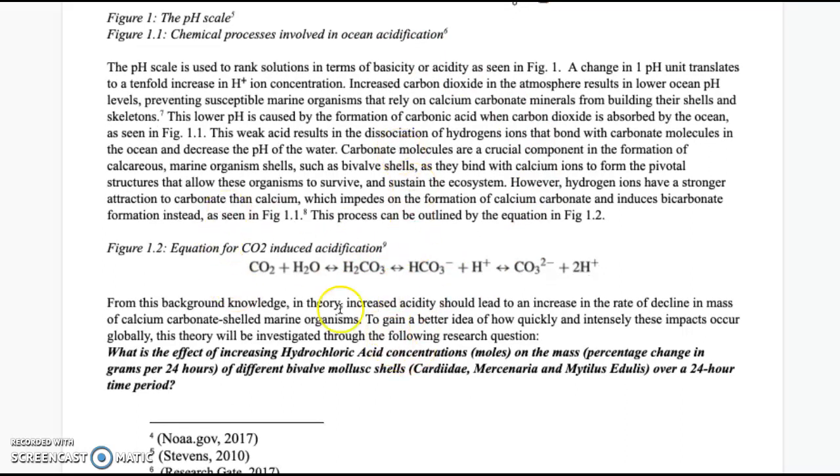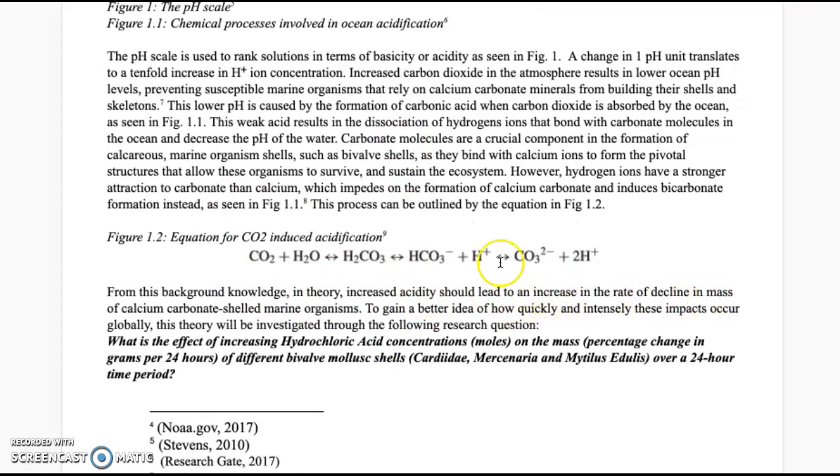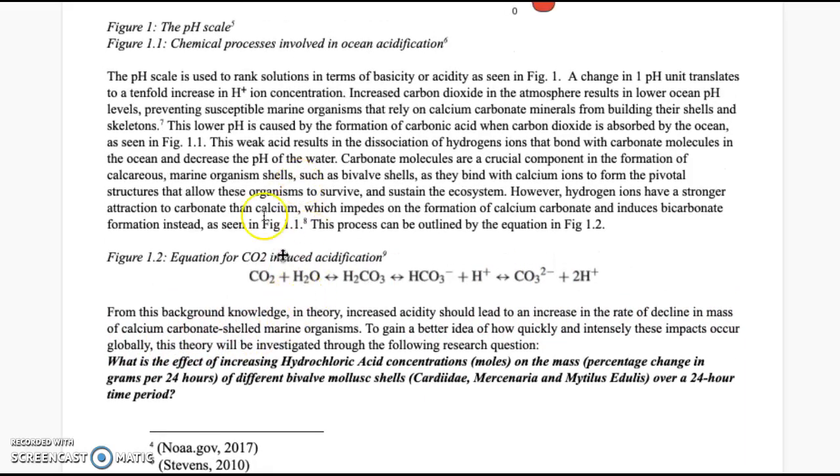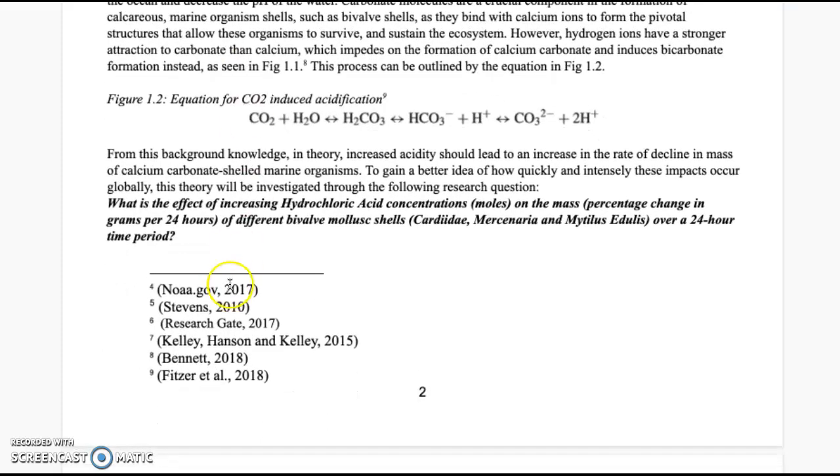That's my background knowledge. So from this, increased acidity should lead to an increase in the rate of decline in mass of calcium carbonate marine shell organisms. So basically, you want to simplify all of this background knowledge into a hypothesis or a research question that is supported by the background knowledge and is also unique and sufficient for an investigation. So it's a very specific question, detailed, has the different measurements and everything.